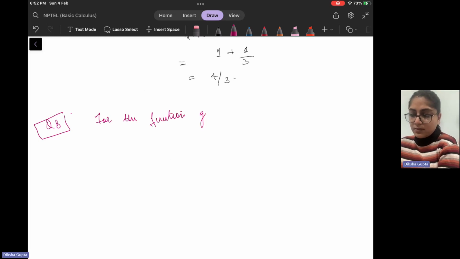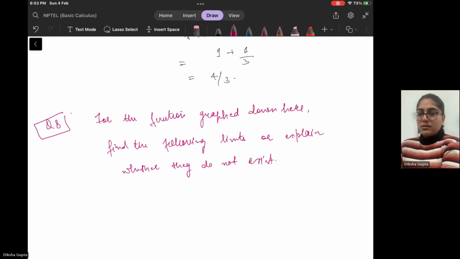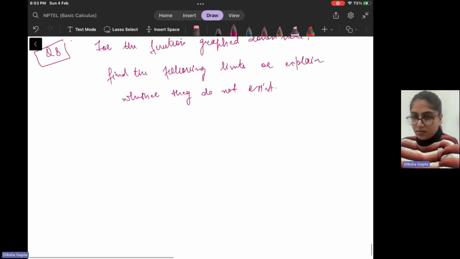For the function graphed down here, find the following limits, either find the following limits if they exist, or explain whether they do not. So, okay, firstly I shall draw the graph.